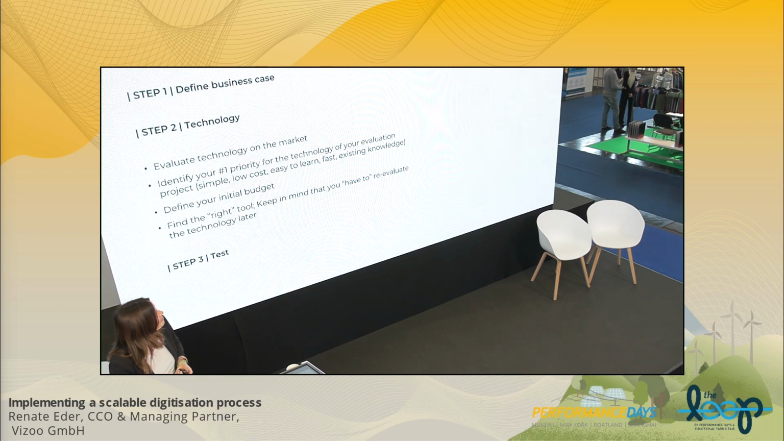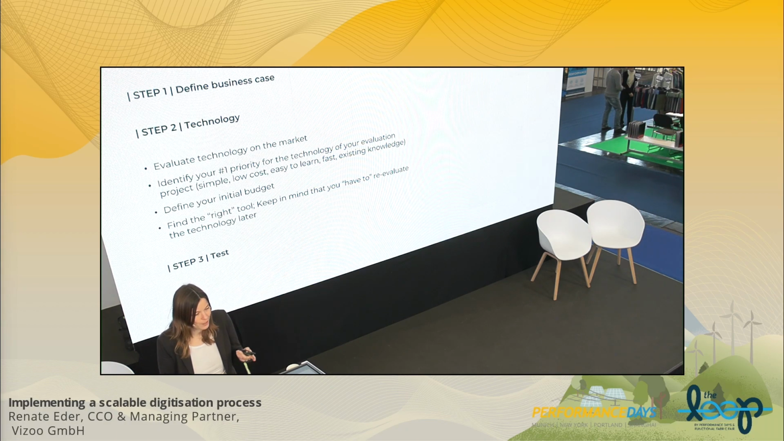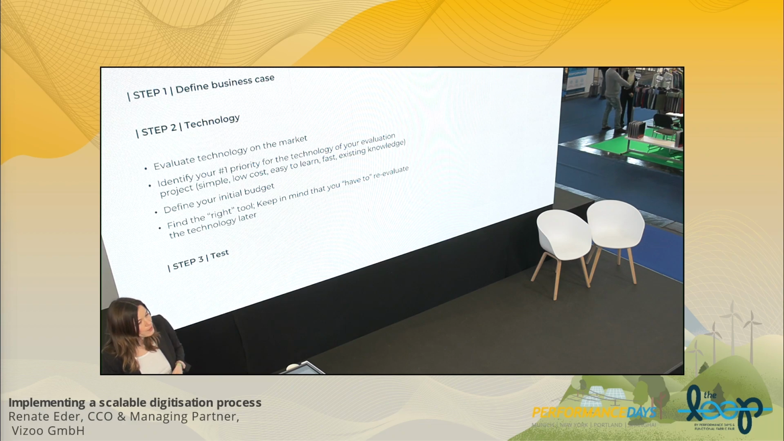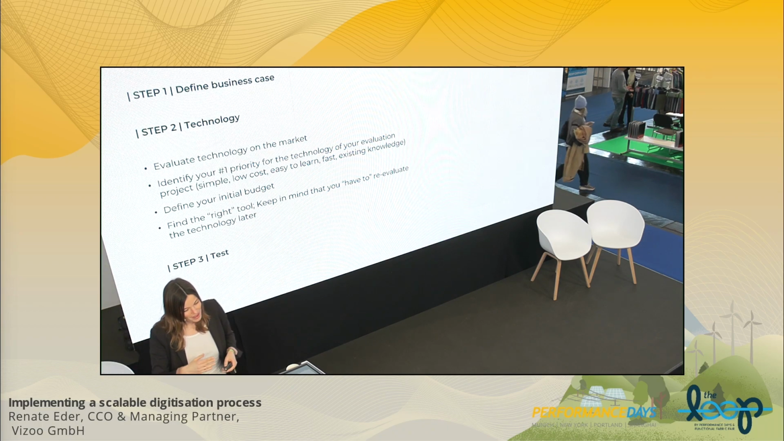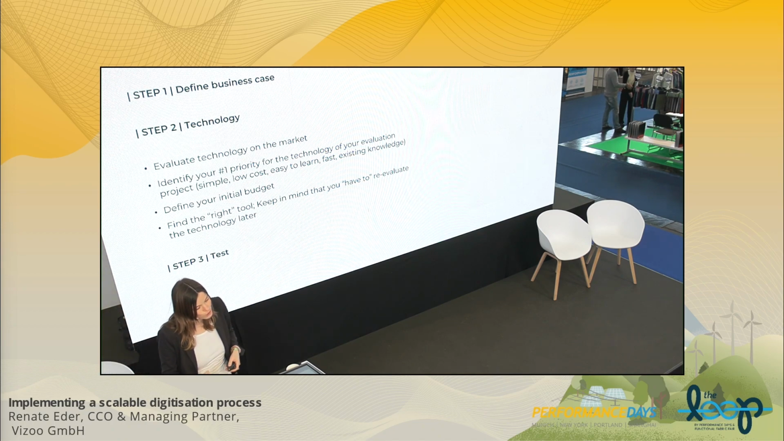Then for the technology part, first evaluate, of course, which technology is out there on the market. I think that's a very obvious part. When doing this evaluation, there will be plenty of technologies and you might get overwhelmed in choosing the right tool. Try to figure out what the number one priority is for the tool you implement, even just for this proof of concept first. So what is your priority to have a successful proof of concept?